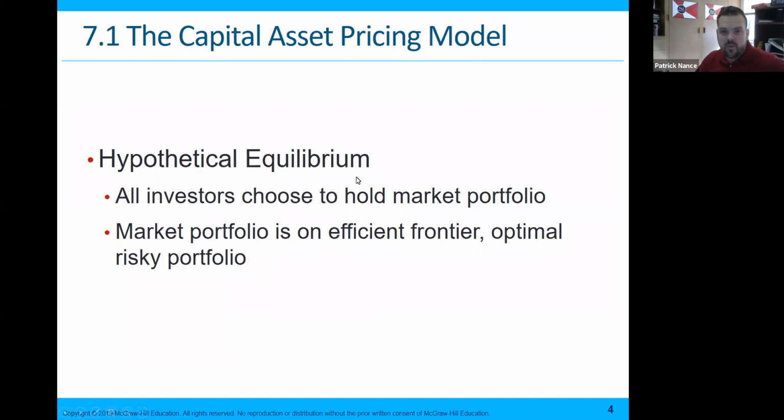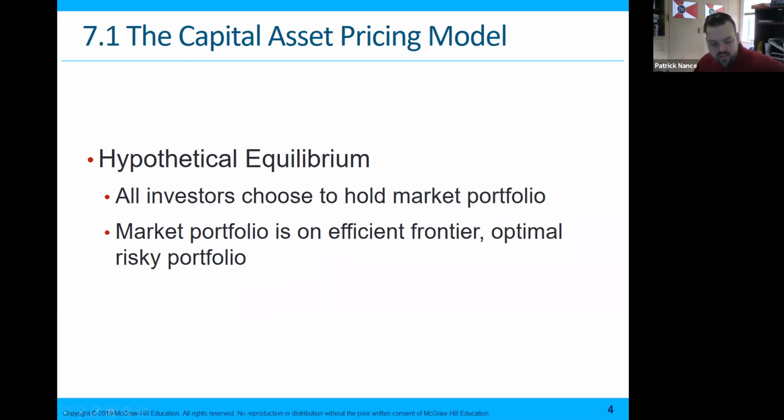Okay, so the capital asset pricing model has a hypothetical equilibrium. How that occurs is if all investors choose to hold a market portfolio, including all assets in the investable universe. So this would be holding a portfolio that contains some of all the assets, or all the assets in the investable universe.